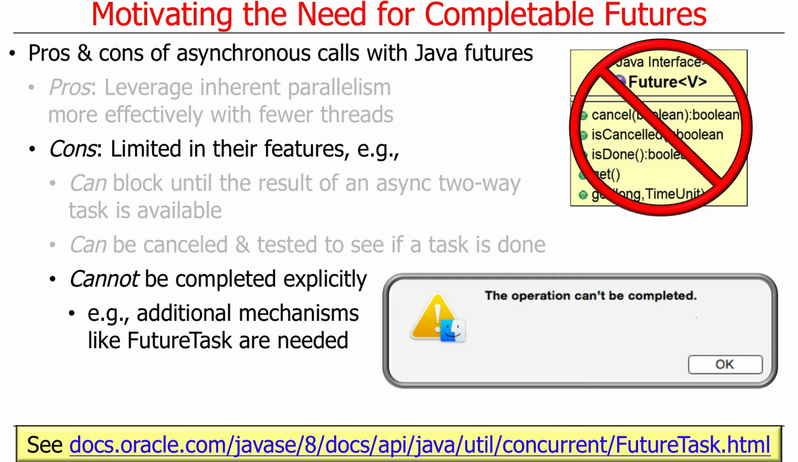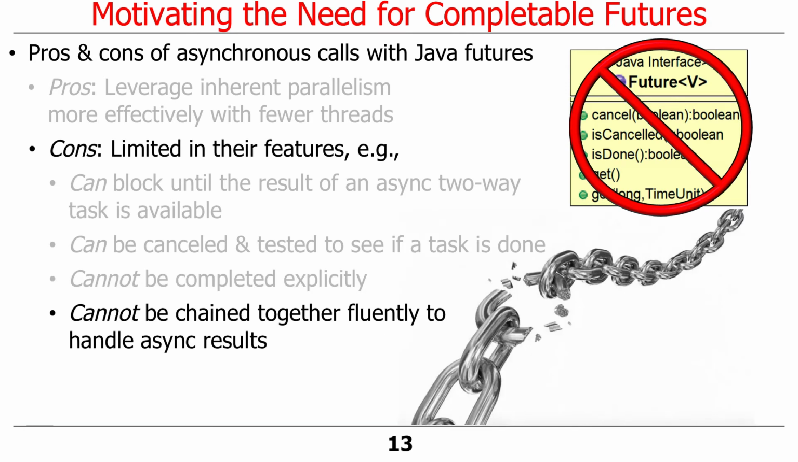One thing you cannot do with a Java future, without adding a whole bunch of extra stuff like what's called a future task, is explicitly complete a future. Once a client gets a future back, you as the callee, the one doing the computation processing, cannot easily complete that future. You have to rely on other mechanisms like future tasks, so it's somewhat complicated to do. Another thing you can't do at all with classic futures is chain them together fluently in order to handle asynchronous results as they complete.